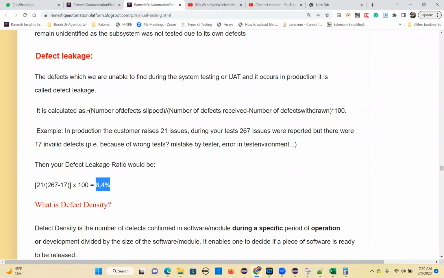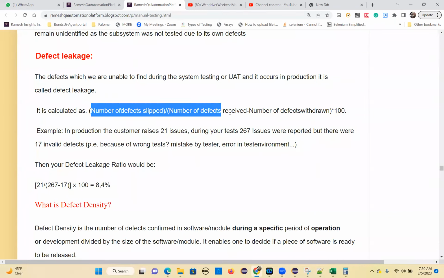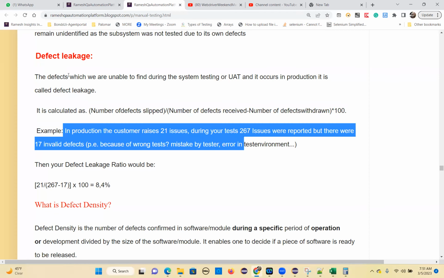This is not an interview question; these are ISTQB exam related questions. They will give you a question like this and ask you to calculate the defect leakage.